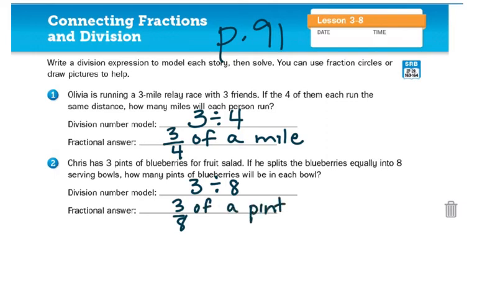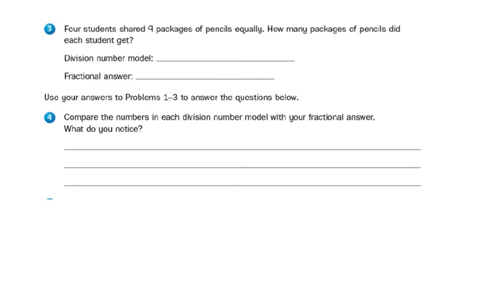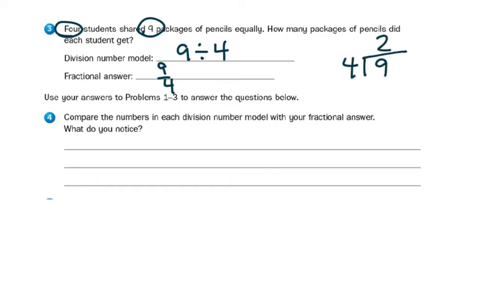Let's do one more problem. 4 students share 9 packages of pencils equally. How many packages of pencils did each student get? We know our answer will be more than 1 because there's 4 students and 9 packages. So I would take 9 packages, divide them among 4 students. Okay? We could say that they each would get 9/4. Remember, how many 4s are there in 9? Well, there's 2. 4 times 2 is 8. They each would get, another way to say that would be 2 1/4 packages.